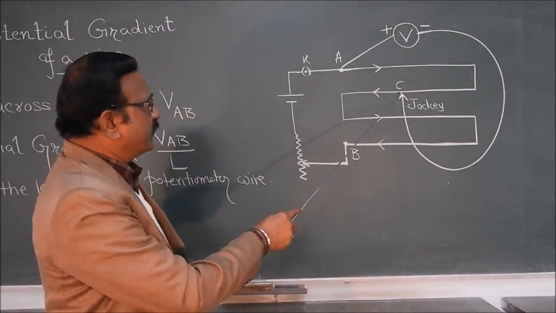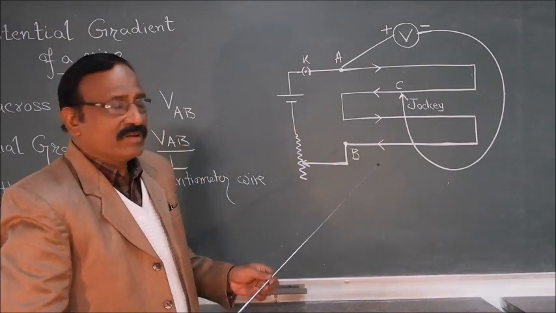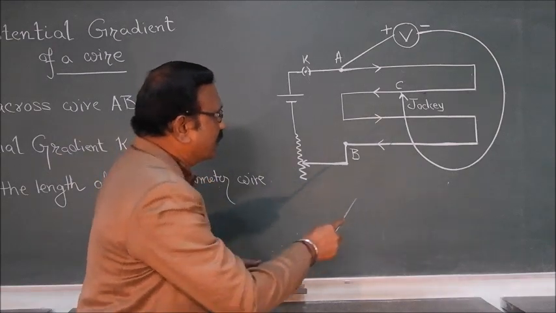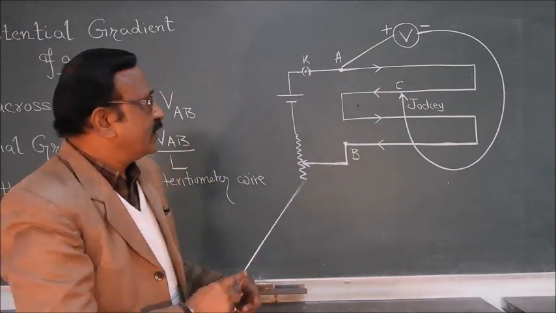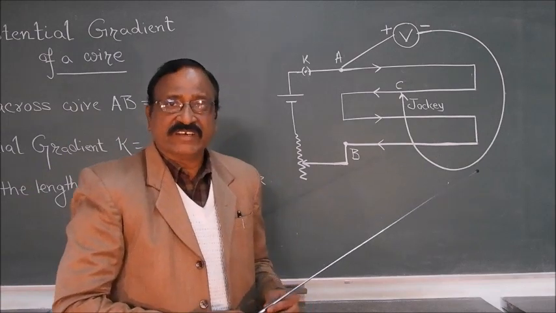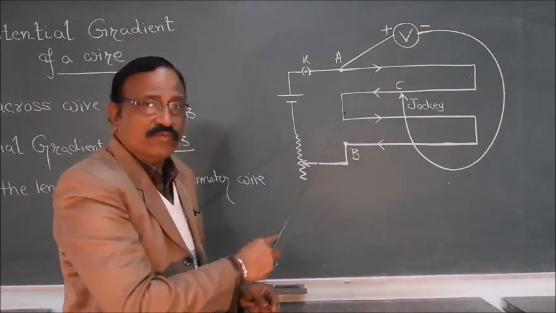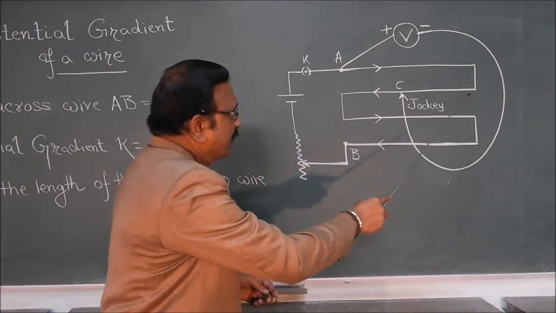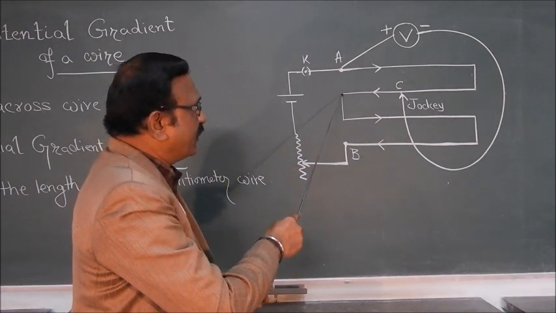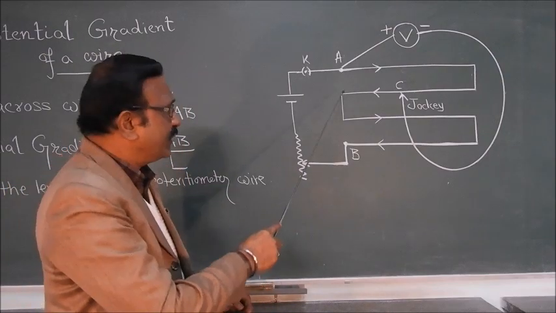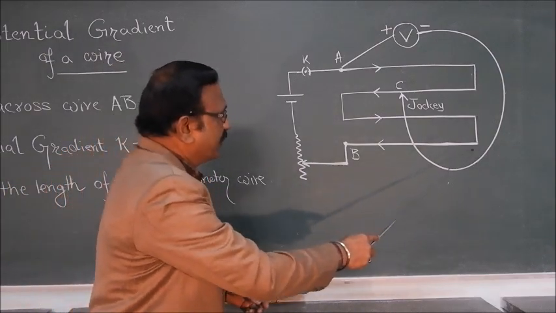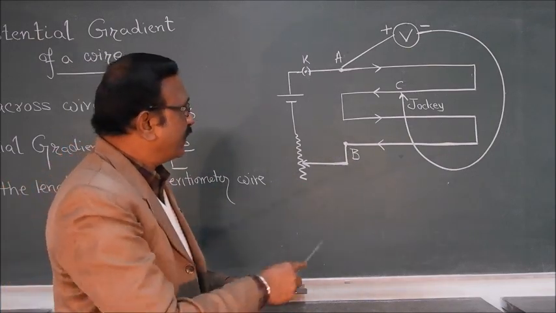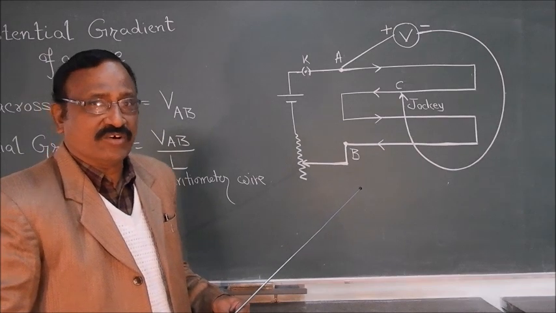For example, if the jockey is at C, it will measure the potential difference of the wire from A to C. Always remember, the length of the wire is to be measured in the direction of the current flow. So this is 100 centimeter, then another 100 centimeter. So till here it becomes 200 centimeter wire, then 300 centimeter and end 400 centimeter. So the total wire length is 400 centimeter long.